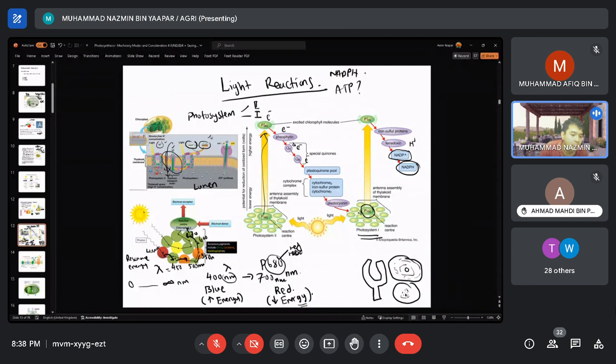Therefore, the brighter the light that you give to your plant, the more electron will go down this electron acceptor transport chain here, and therefore the more hydrogen will be jammed into the lumen region. Eventually, you will have an imbalance of hydrogen. You have more hydrogen in the lumen compared to the hydrogen outside of the lumen, that is in the stroma. So nature does not like imbalances.